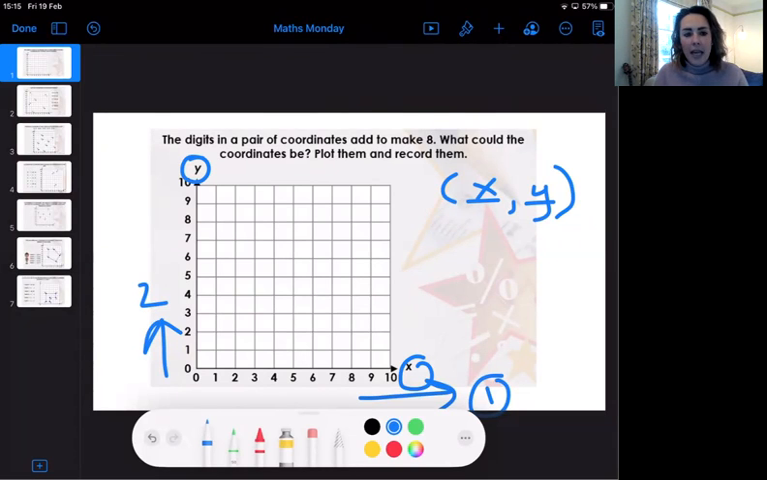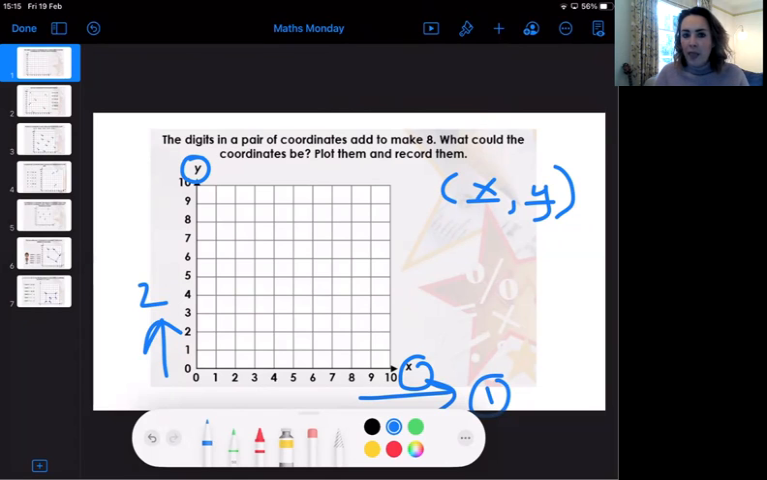It says here, the digits in a pair of coordinates add to make 8. What could the coordinates be? I suggest when you have a think about this and work your way through, you work through logically. So the digits in the pair of coordinates add to make 8. Let's look at the first one together, and then I'll look at a few afterwards that you can check off, and then you can send them over to me to have a look at Dojo.